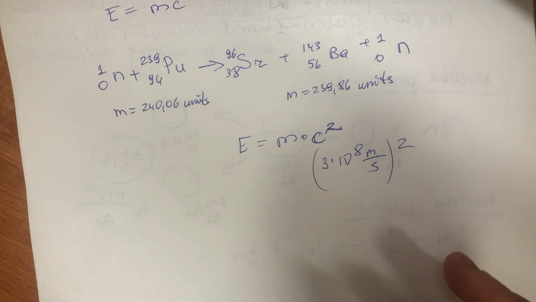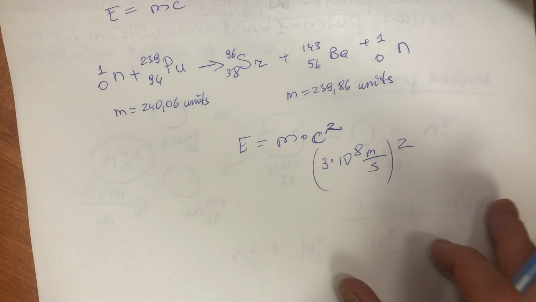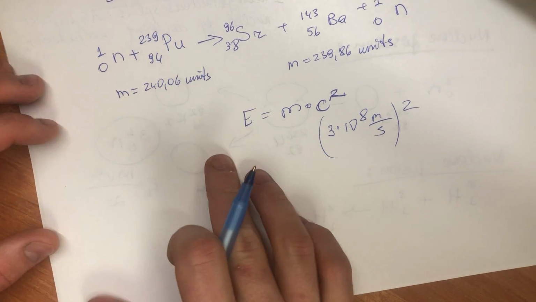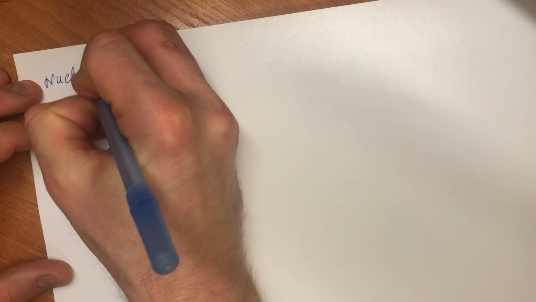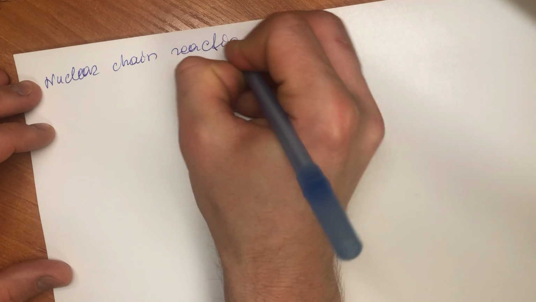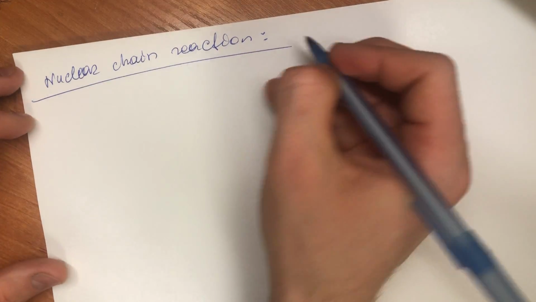The next thing is that it's very important that nuclear reactions occur in chains. Nuclear reactions occur in chains. This is the key to releasing large amounts of energy.